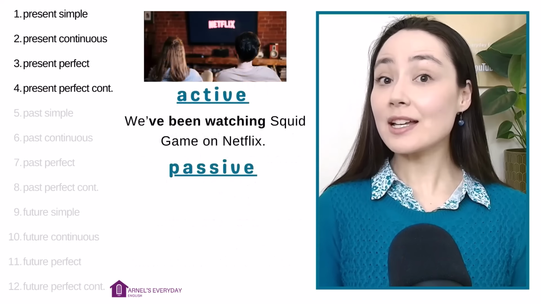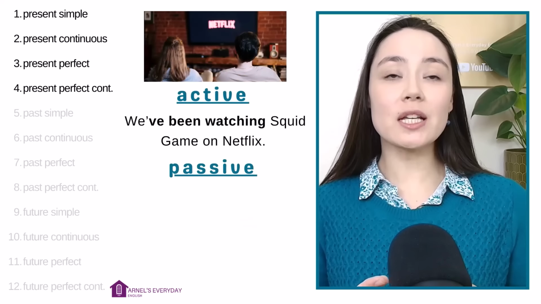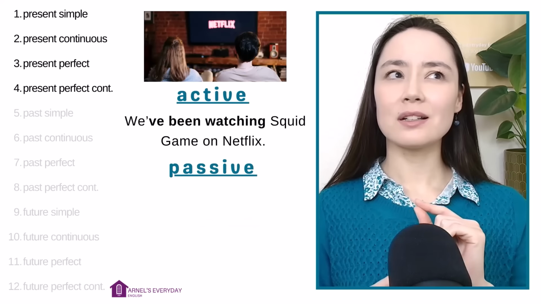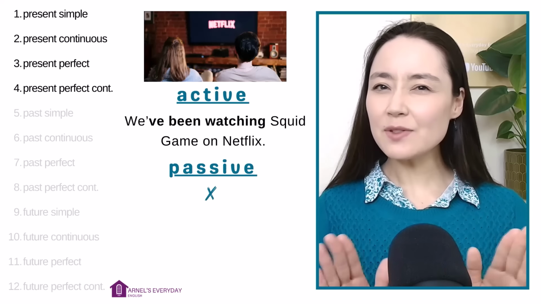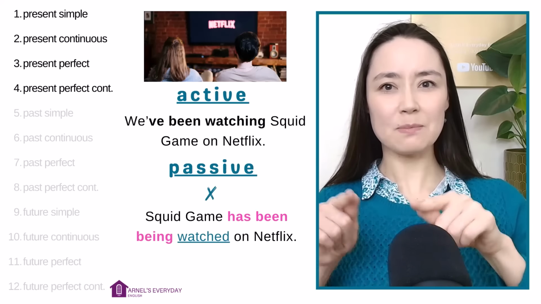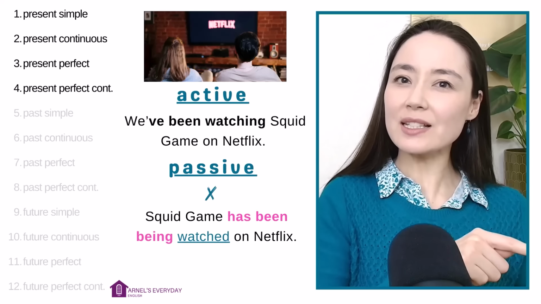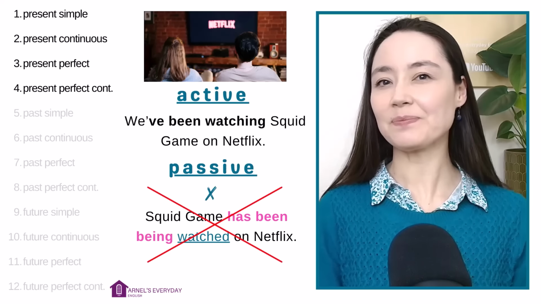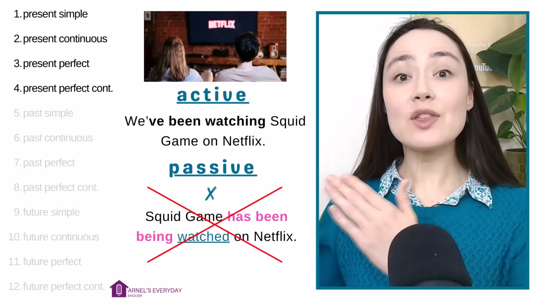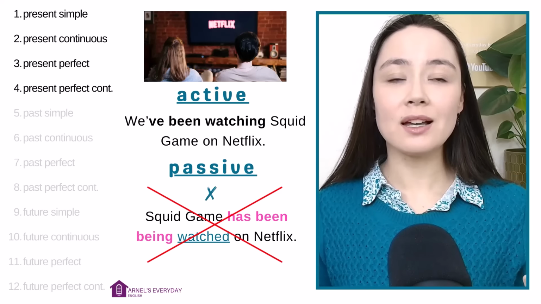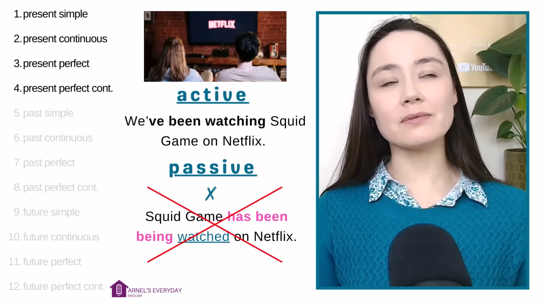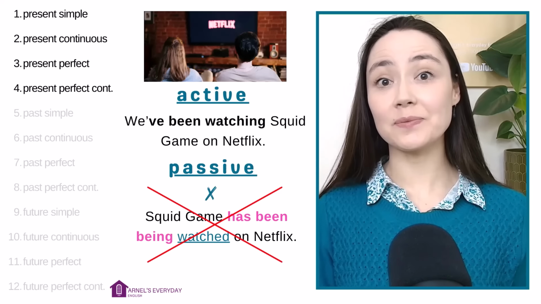Present perfect continuous. We've been watching Squid Game on Netflix. Passive. Remember, the passive doesn't work with this tense. Squid Game has been being watched on Netflix? No. Is it impossible to see this tense in the passive voice? No, you might see it, but it's not common, and it sounds unnatural.